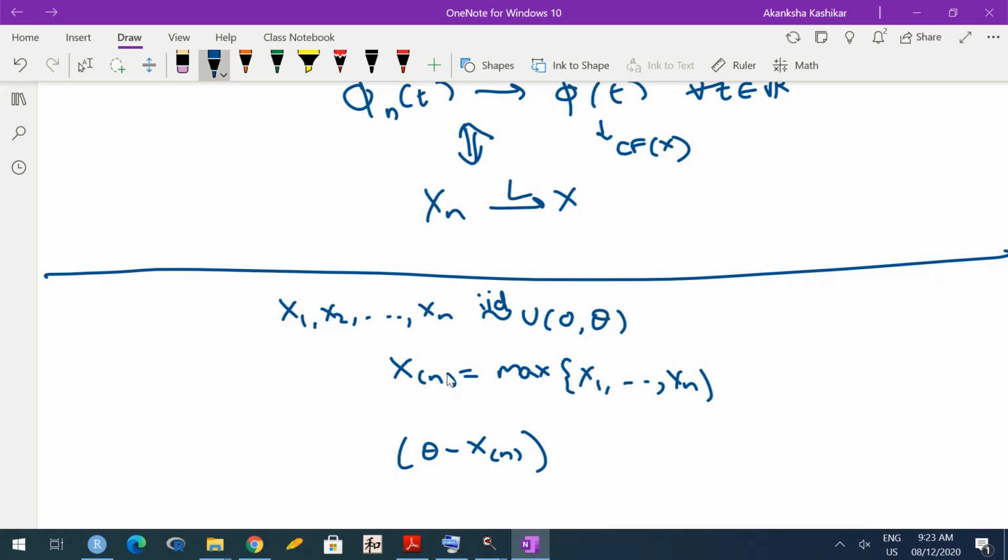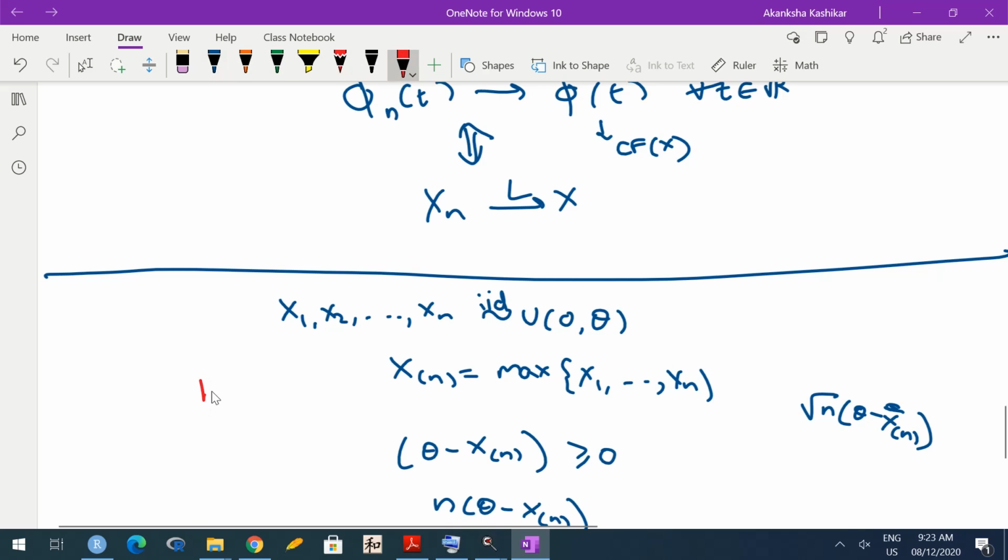Because each of them is coming from uniform(0, theta), theta minus X(n) is always going to be greater than or equal to 0. Hence, in the limit also, it cannot have a normal distribution, because a normal distribution takes positive as well as negative values. So the usual thing, root n times (theta minus X(n)), doesn't work. What you have to do is find the distribution of n times (theta minus X(n)). This is your homework. Try to find the limiting distribution of n times (theta minus X(n)). The answer is actually exponential. So try to check if you can do this.